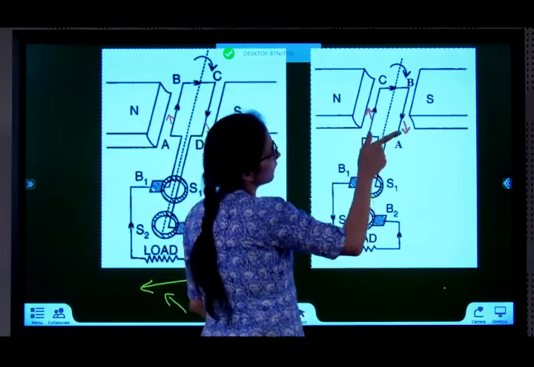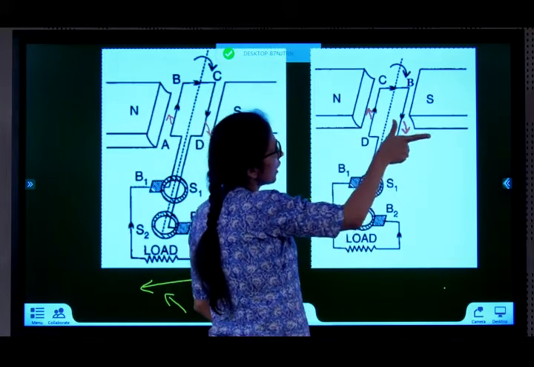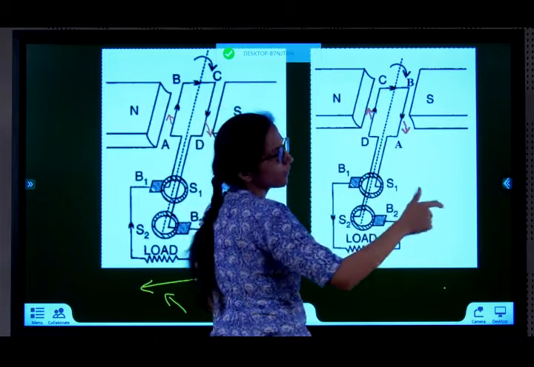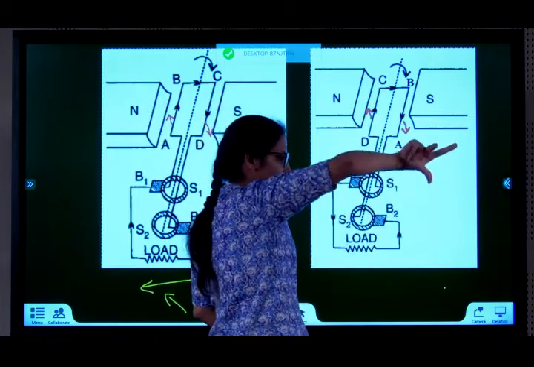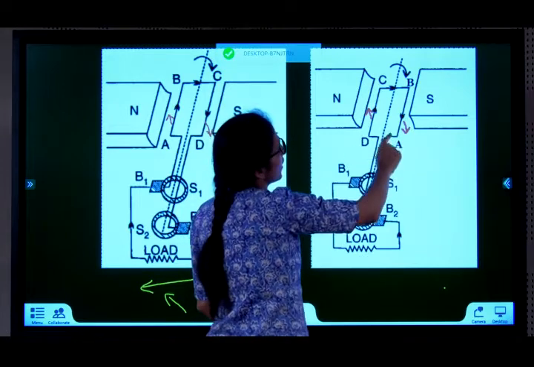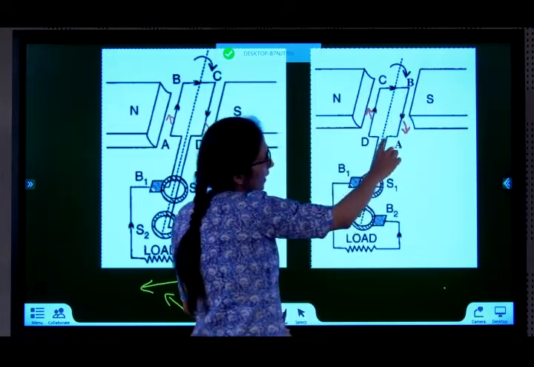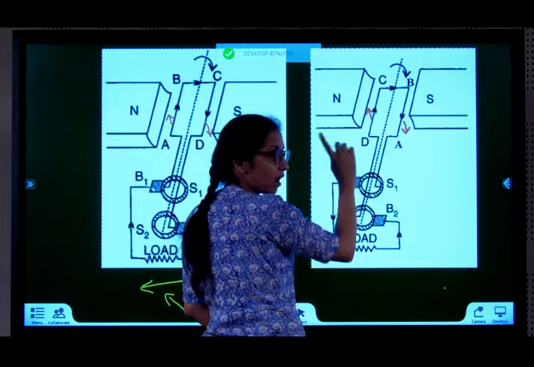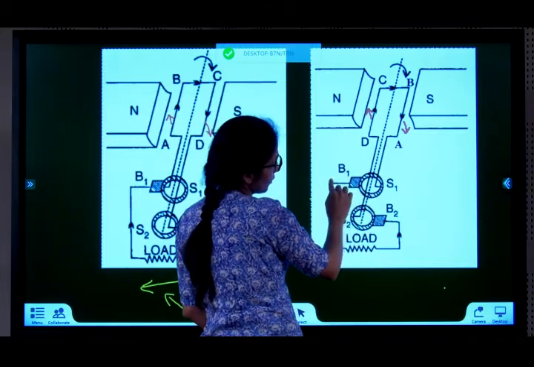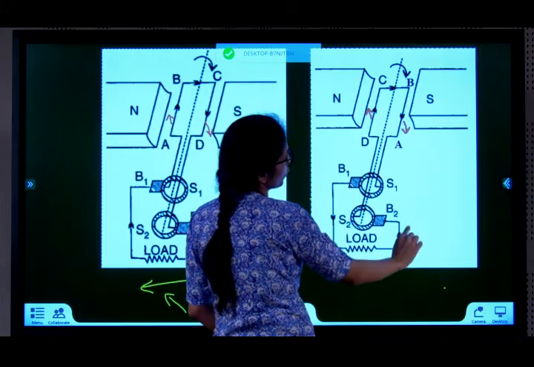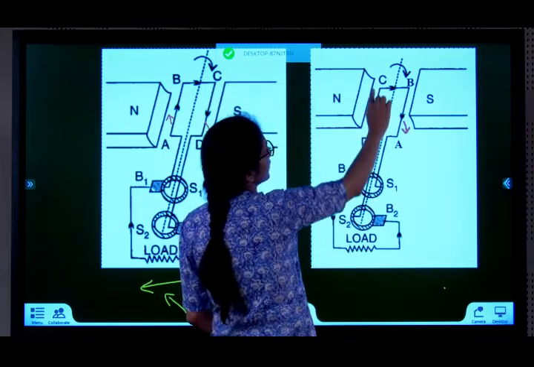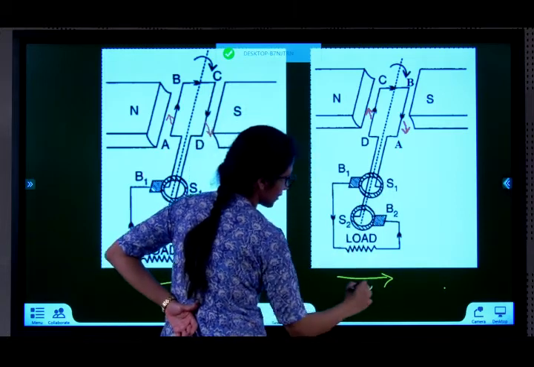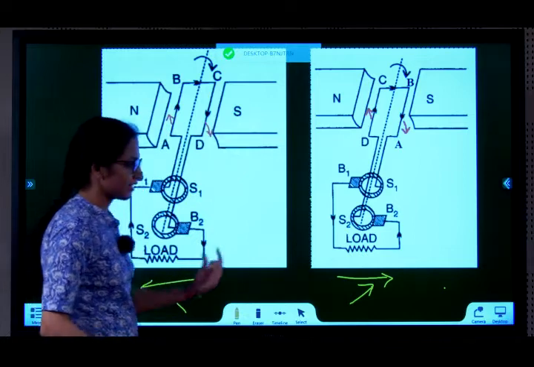Same method, apply Fleming's right hand rule. The field is going from north to south, you are lifting CD up, current is going inside. So D to C. And here the field is again north to south, and AB is moving downwards, so B to A. B to A is connected to S1, ring 1, R1 in the first diagram. It flows like this and then goes to S2 and the circuit is completed. So it flows from S1 through the load in this direction, and the deflection changes. Can you see? The current direction changed.